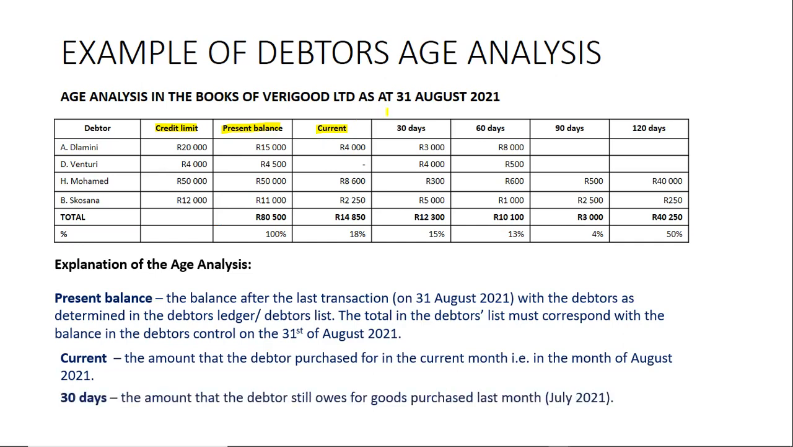30 days is the amount that the debtor still owes for goods purchased last month, which is July. So it was purchased last month, 30 days ago. Remember, we are in August, so July will be the previous month.